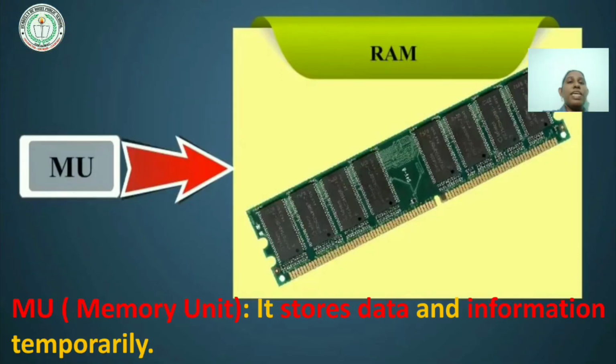Then the third one is MU. MU stands for memory unit. What does the memory unit do? It stores data and information temporarily. എന്താണ് മെമ്മറി യൂണിറ്റ് ചെയ്യുന്നത്? സ്റ്റോർ ചെയ്ത് വെക്കും. പെർമനൻ്റ് ആയിട്ടാണ് ഇത് സ്റ്റോർ ചെയ്യുന്നത്? നോ, ഇറ്റ്സ് സ്റ്റോർ ഡാറ്റ ആൻഡ് ഇൻഫോർമേഷൻ ടെമ്പററിലി. These are the three parts of a CPU. What are they? ALU, CU and MU.